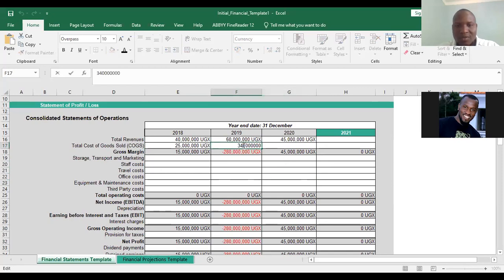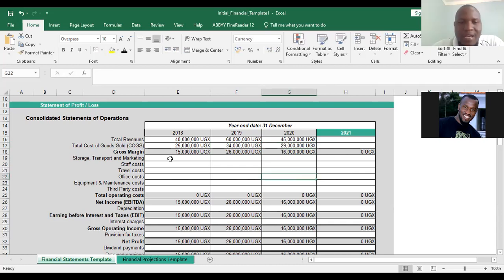Sorry, 34. Year three, I would say it came to 37. Oh, sorry, it's long, so I'll say maybe I used 29 million, sorry. Okay. Yeah, so as you can see, those are my profit margins.